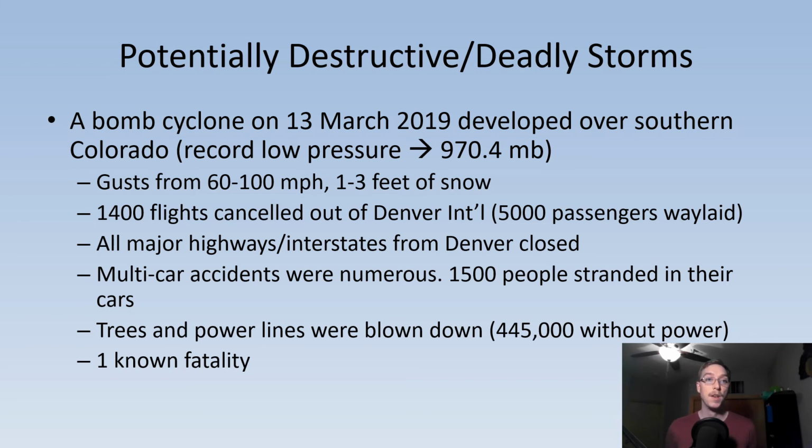Over 1,400 flights were canceled out of Denver International, waylaying about 5,000 passengers. All of the major highways and interstates from Denver were closed, some from Denver all the way to Nebraska and Kansas down through Colorado Springs. So tons and tons of closures. Multi-car accidents were numerous. Over 1,500 people were stranded in their cars. Trees and power lines were blown down. At one time, it peaked with about 445,000 people out of power. And then there was one known fatality, and that was a Colorado State Trooper, who I believe was hit in the line of duty.